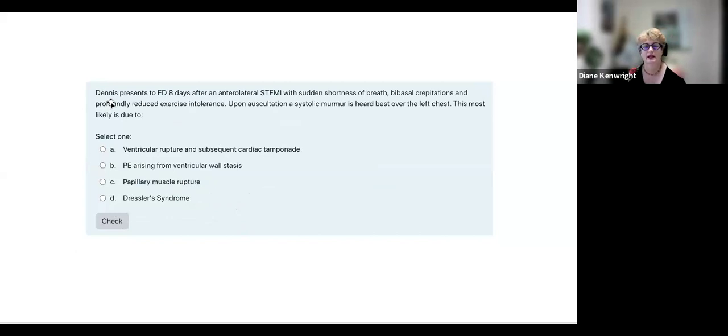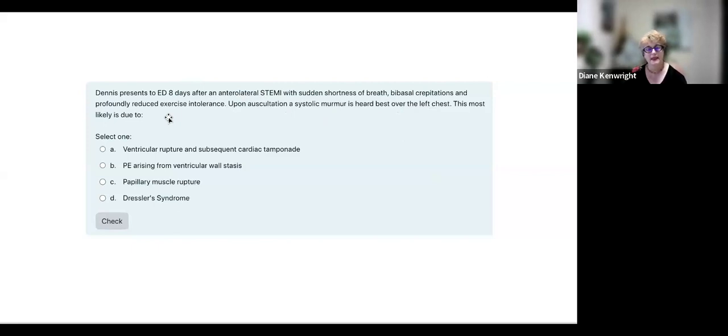Here's another one. So here's Dennis. We know he's got a STEMI, and we know that he's got some heart failure 8 days later. Upon auscultation, a systolic murmur is heard best over the left chest. So why might he have a systolic murmur? Let's think of those complications again. He might have a systolic murmur because he has ruptured between the right and left heart, like a septal infarct, or he might have one because he has papillary muscle rupture. So those are my best thoughts.